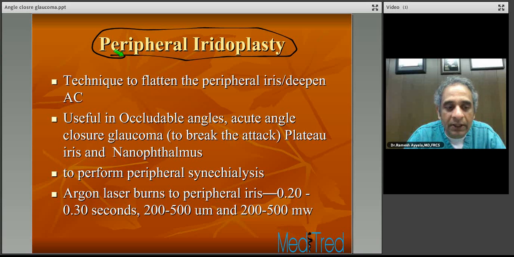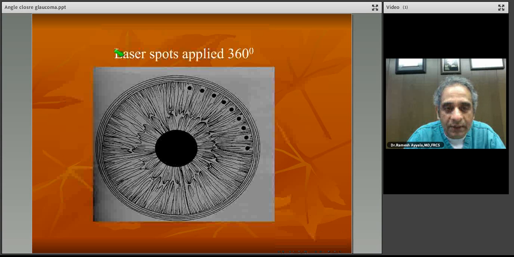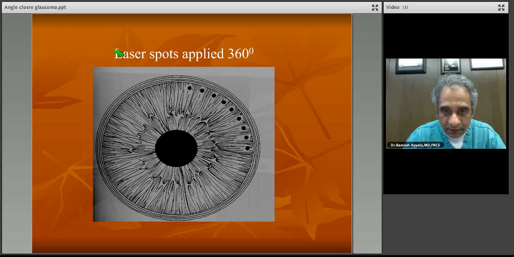And we use argon laser burns to the peripheral iris using these settings to flatten the iris, and I'll show you some examples of this. So the laser spots of 200 to 500 micron spot size are applied to the iris in a 360-degree fashion, and as soon as the laser spot is applied, you will notice that the iris is pulled inwards, shrinks, and as such moves away from the angle, and that's how it keeps the angle open.